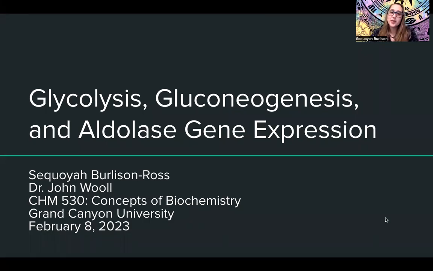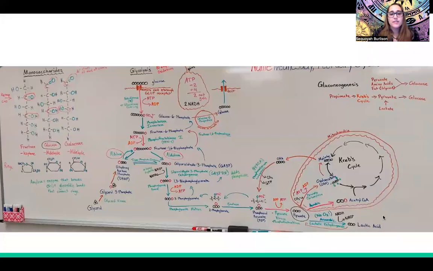Hello, my name is Sequoia Burleson Ross, and today's presentation is on glycolysis, gluconeogenesis, as well as the enzyme aldolase and the gene expression of such enzyme. Now, first, let me just say I am definitely a visual and hands-on learner. So I had to diagram out the processes myself in order to effectively be able to explain it today.